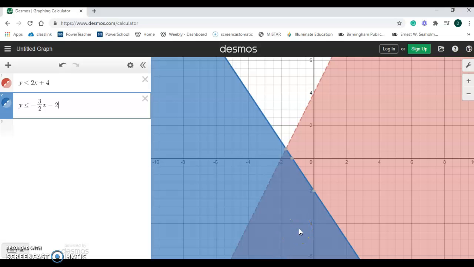So you can still use Desmos to check your answers for all of these problems, just like we've been doing with any type of linear system, looking where they intersect. But it's a shaded region, not particular points on the graph. So have some fun with this. It's kind of a fun lesson once you get the hold of it and you can really figure it out.